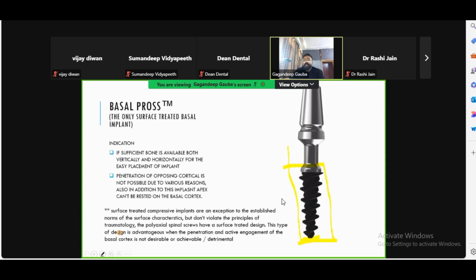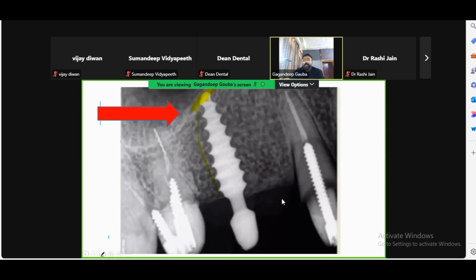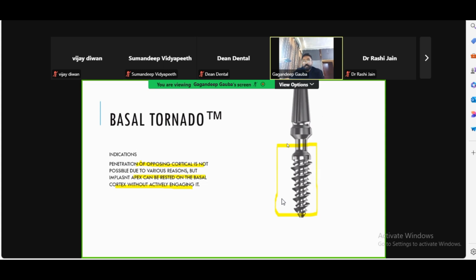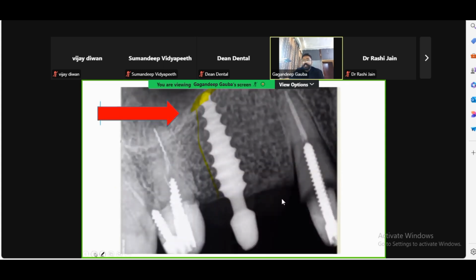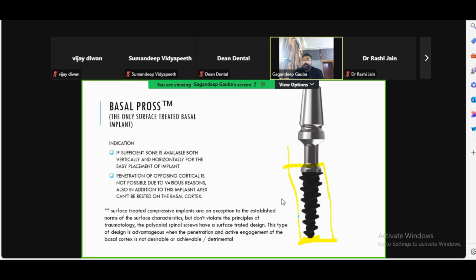Basal pros is similar to the basal tornado. The only difference is that this is not a smooth surface design, and in this case the surface of the threaded portion has been treated with SLA treatment. Okay, what we have done is sandblasted the surface and then acid etched the surface, like we do in conventional implantology.